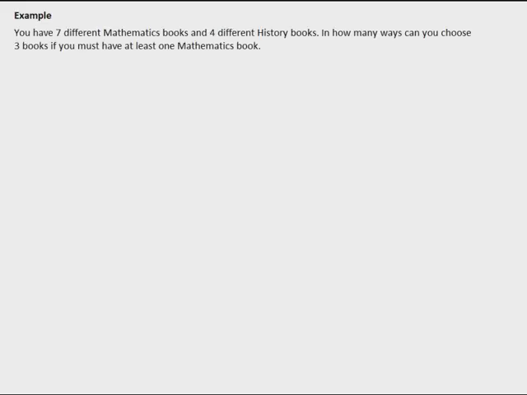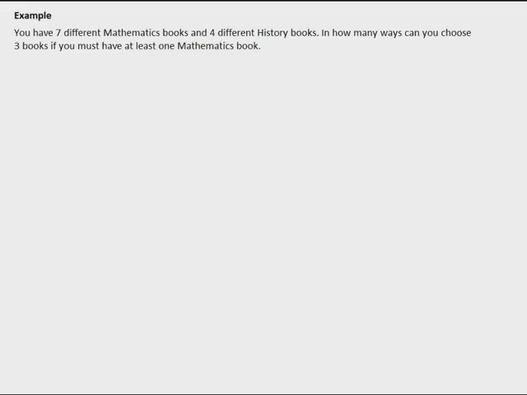You have 7 different maths books and 4 different history books. And how many ways can you choose 3 books if you must have at least 1 maths book? Okay, interesting. You must have at least 1 maths book. What does this mean? I need to break this up into many scenarios I can understand. At least 1 is a fairly complicated term.